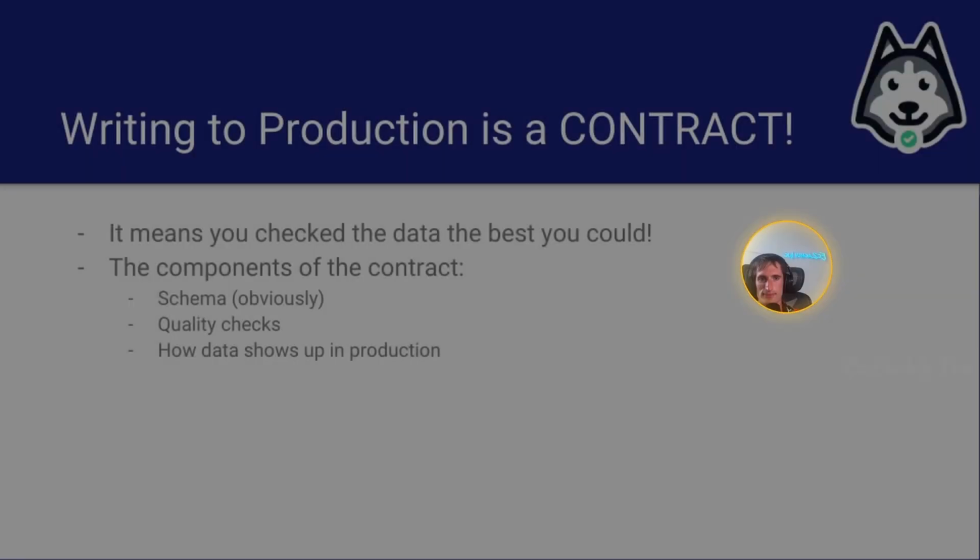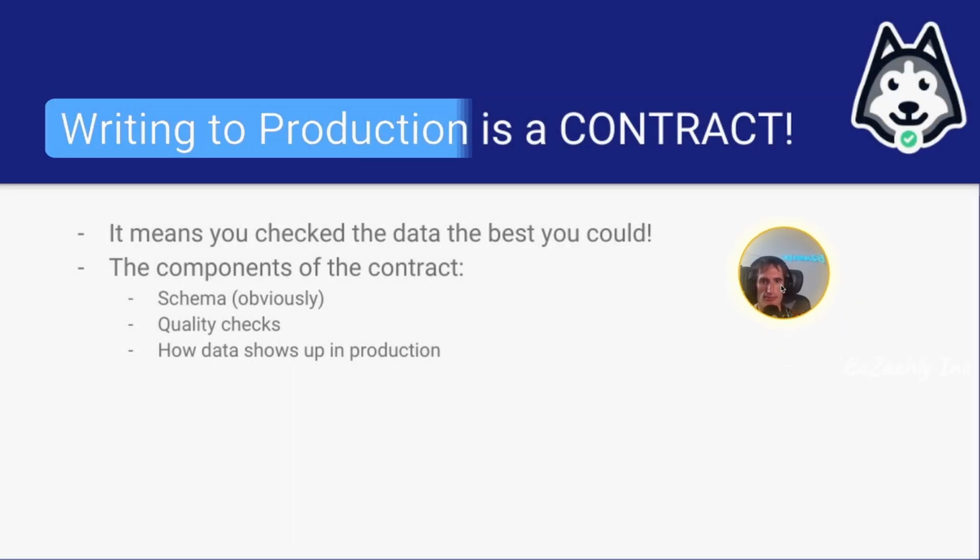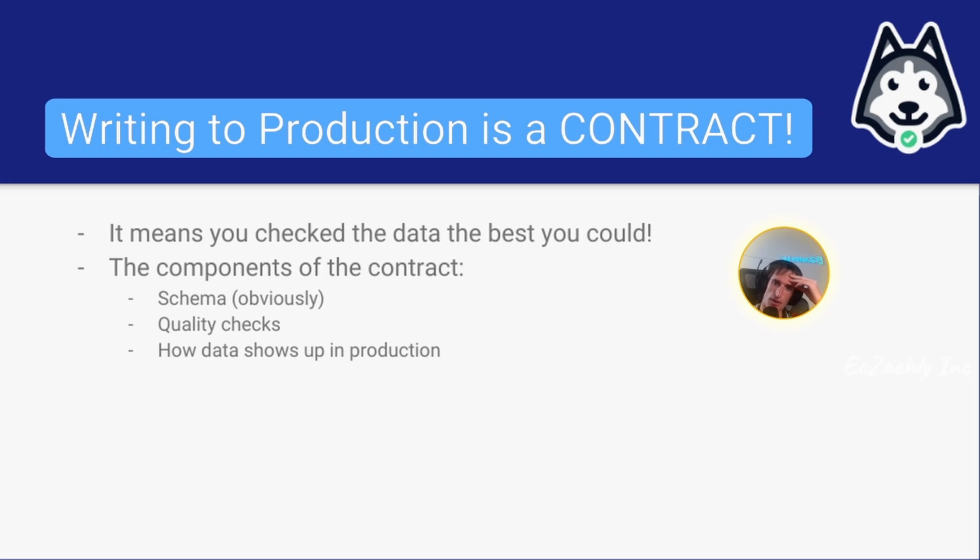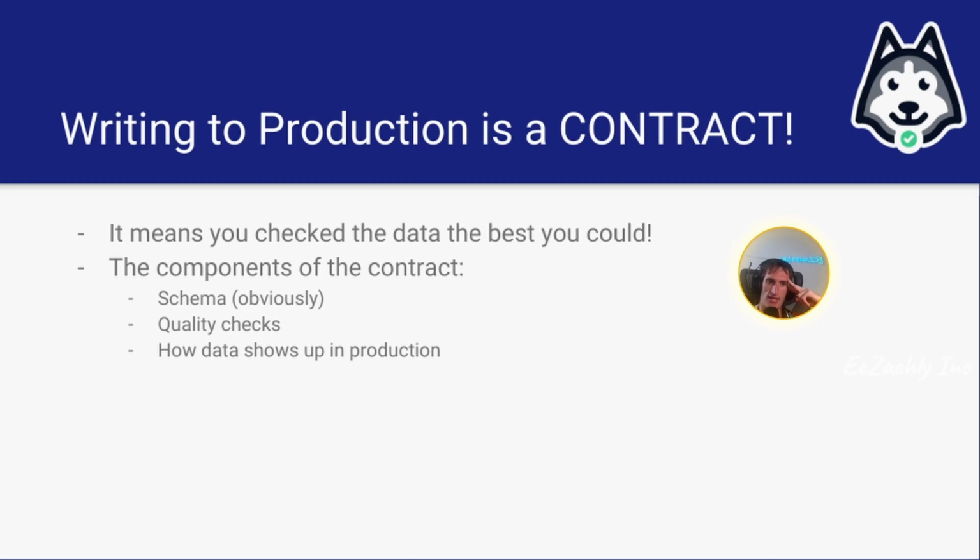Okay, so we're almost to the memes. So writing to production is a contract. This is the second big theme of today's lecture and lab. And the contract has a couple pieces to it. The first one is the obvious one, which is the schema, which is the columns and data types of the data.